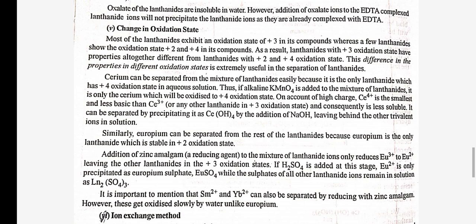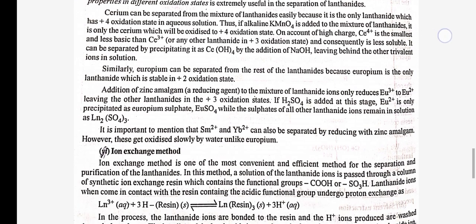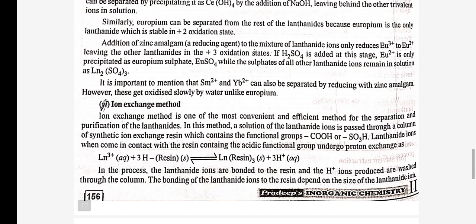If H2SO4 is added at this stage, only the Eu2+ ion is precipitated as europium sulfate, while the sulfates of all the other lanthanide ions remain in the solution. It is important to mention that samarium and ytterbium can also be separated by reducing with zinc amalgam. However, these get oxidized slowly by water, unlike the europium ion.